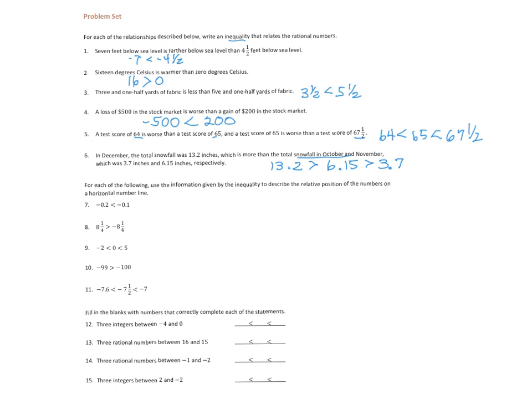For each of the following, use the information given by the inequality to describe the relative position of the numbers on a horizontal number line. So they're just saying which is to the left, which is to the right.